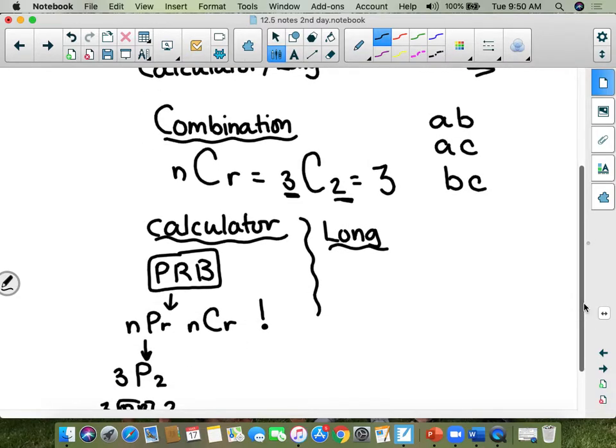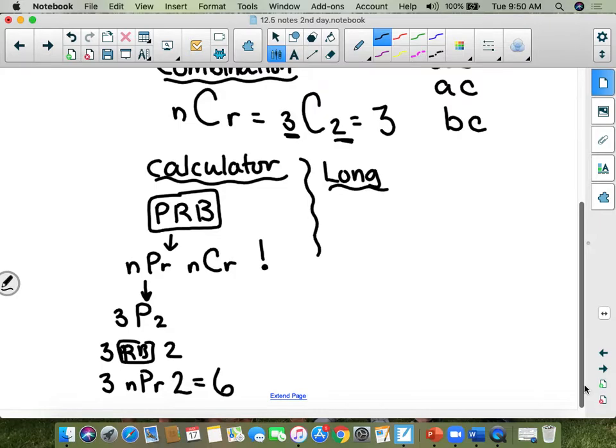The nCr button works exactly the same way. So let's clear that and just do 3. Hit the PRB button, so hit 3, go into the menu, and then arrow over to underline the nCr button, and then hit 2. So it looks like this: 3, nCr, 2, and hit enter, and you get 3 for your answer. And that's what we got up here. So that's using your calculator if you have those buttons.